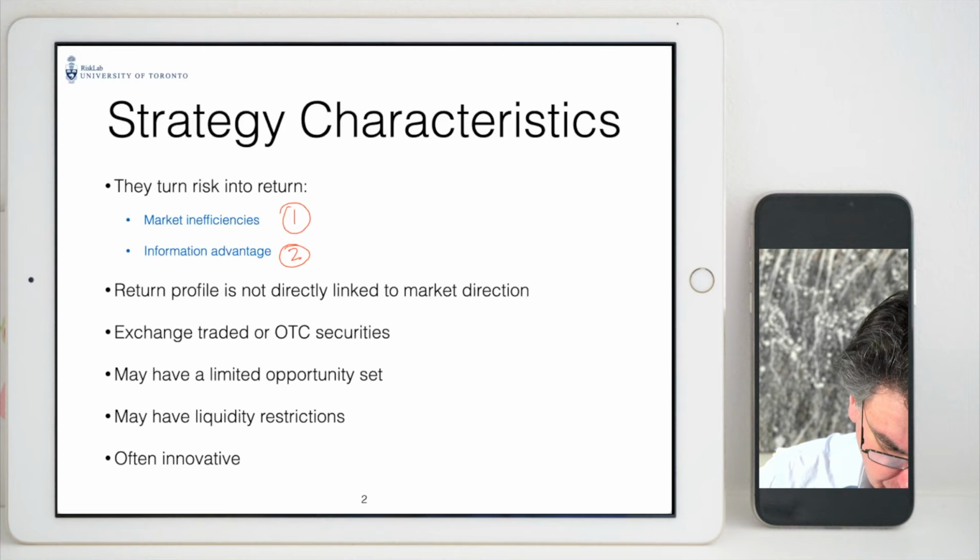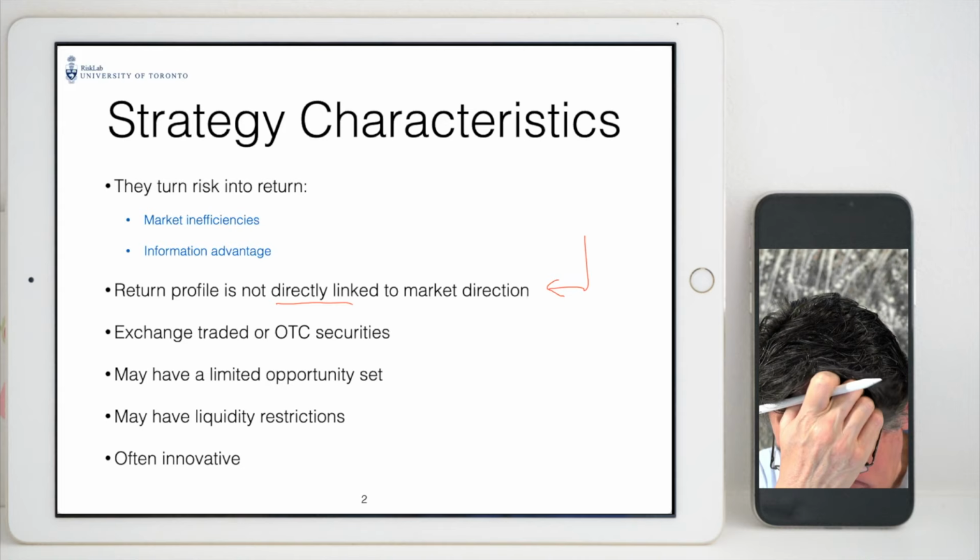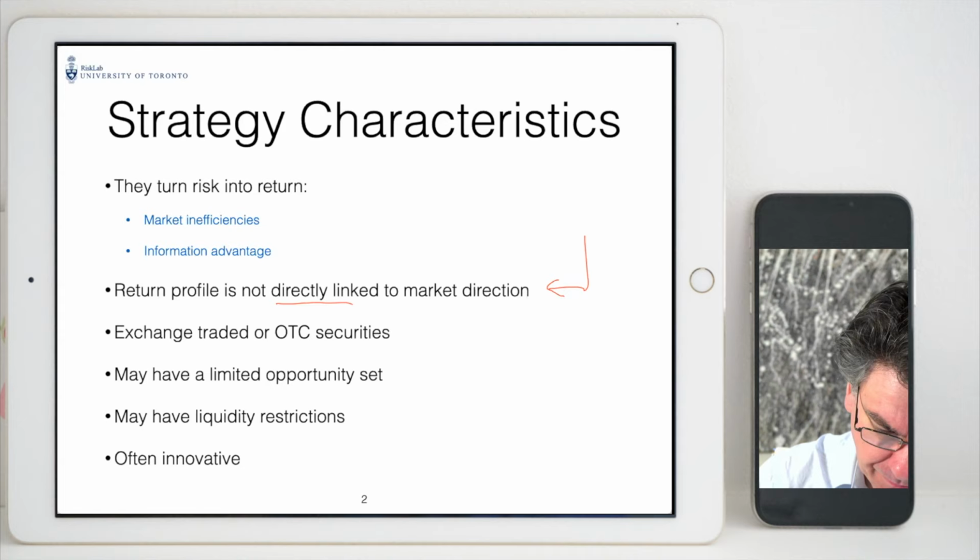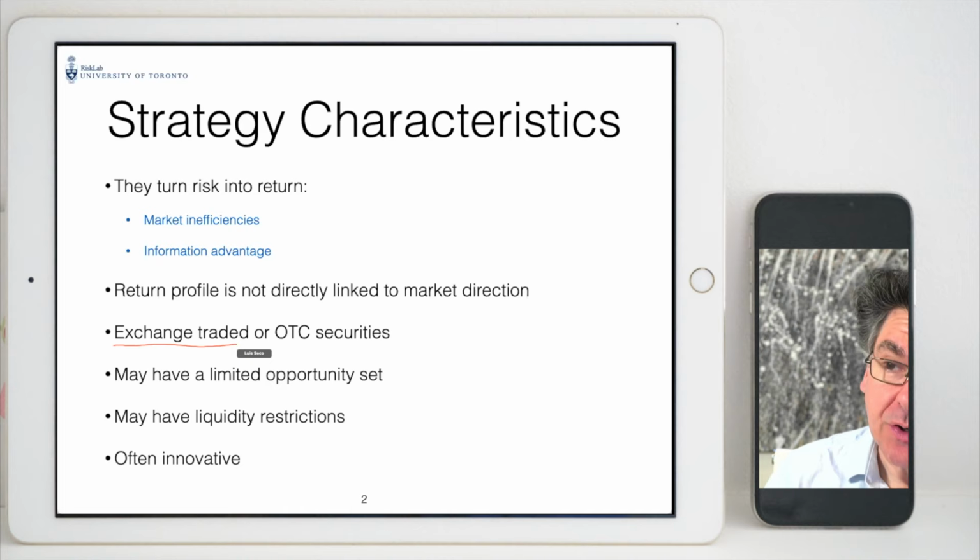Other characteristics is that their return profile is typically not going to be directly linked to market direction. Good trading strategies do not depend on market direction. Some will, but most will not, and we will see. Another example is that they can trade either exchange traded or OTC securities.